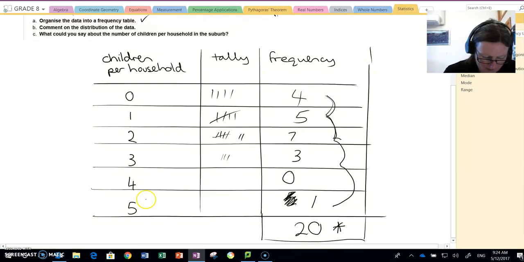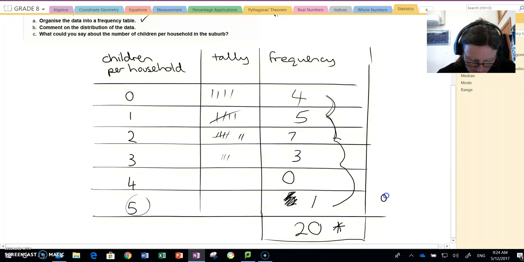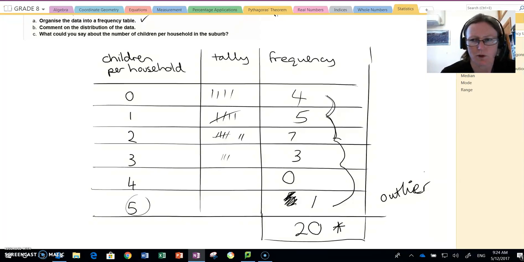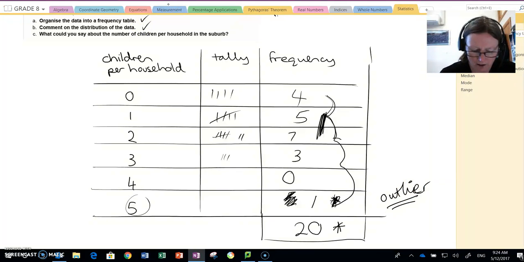It appears that this value here of 5, the one family that have 5 children, we call this an outlier. Sorry, my pen's not working. An outlier. What that means, it's probably not a recording error, but it's not really typical of the number of children per household, because most households seem to have 1 to 2 children. So this is kind of like, if you like, an extreme value, and we call those outliers. So I've just commented on the distribution. There appears to be one outlier because most families seem to have 1 or 2.